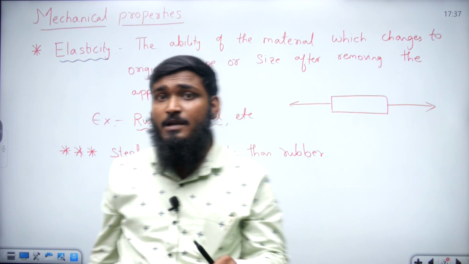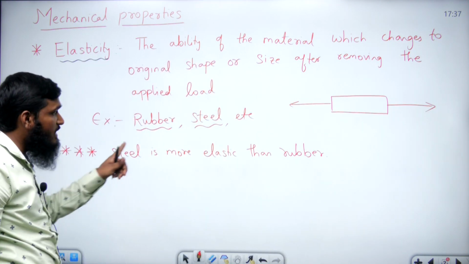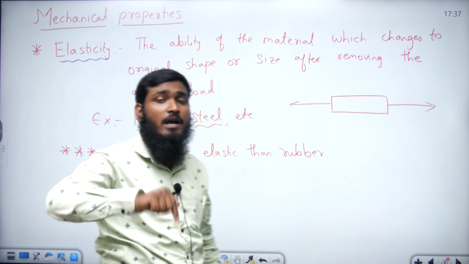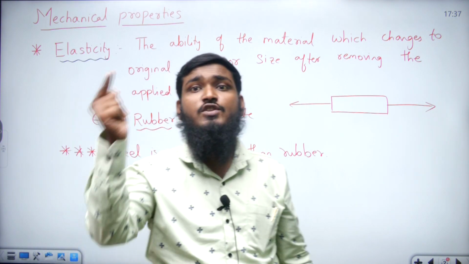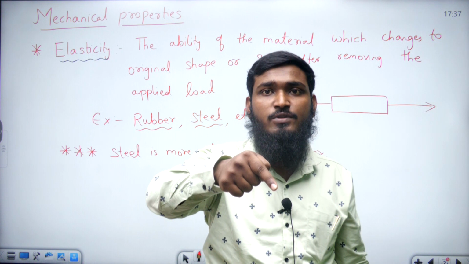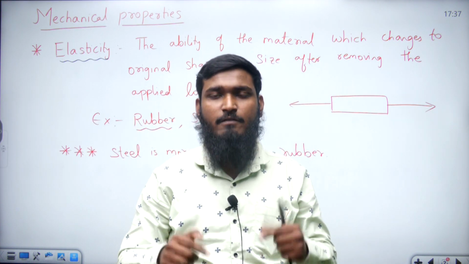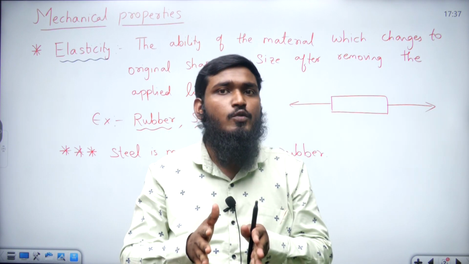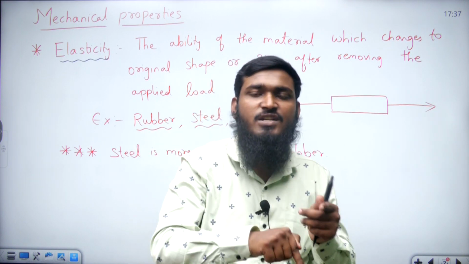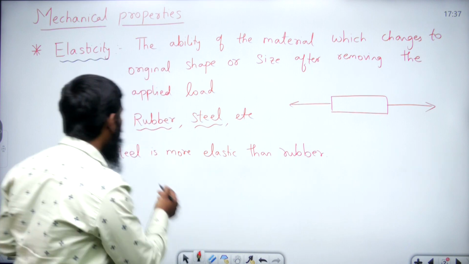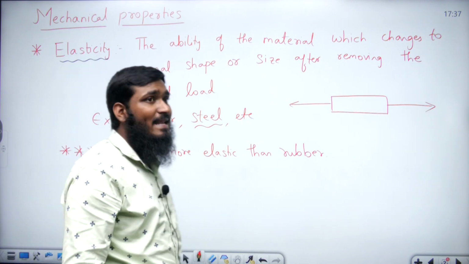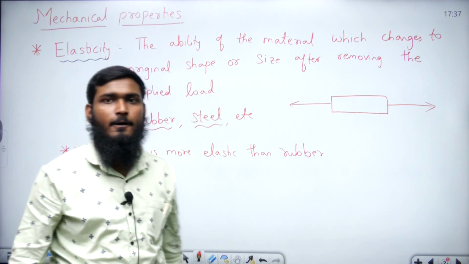Understood? How have we decided that steel is more elastic than rubber? By seeing which one comes faster to the original position, rubber or steel. We come to the conclusion that steel comes back faster than rubber. That's why we say steel is more elastic than rubber.